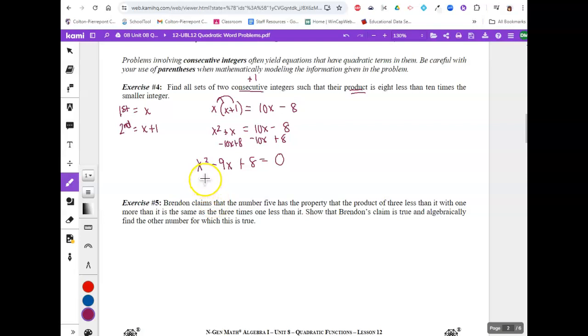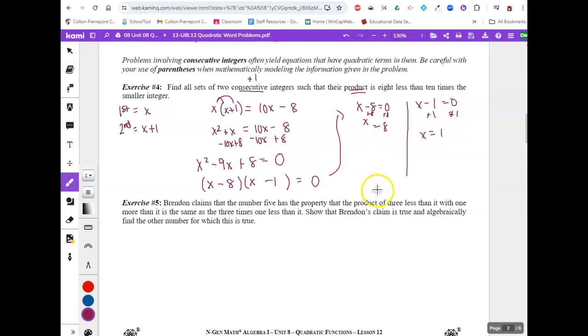All right, what are my factors of 8? Well, they're going to be 8 and 1, but if I want this to be negative 9, what kind of signs are we going to need? We're going to need negative signs. So x minus 8, x minus 1, set them equal to 0, and we get, add the 8, x is equal to 8, and we get x is equal to 1.